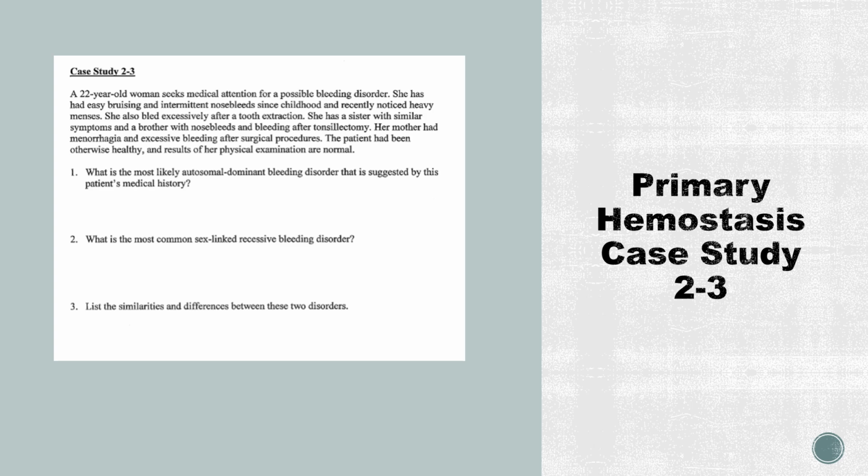The patient had otherwise been healthy, and results of her physical examination were all normal. Now, in this case, we don't really get too much information with regard to her lab results, but see if you can figure it out. Go back, look at your platelet aggregation studies, look at your autosomal dominant bleeding disorders. Take a look and see if you can figure out what we might be looking at. And I will see you on the next slide.